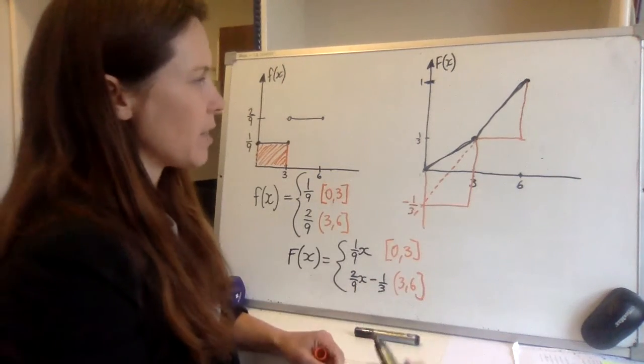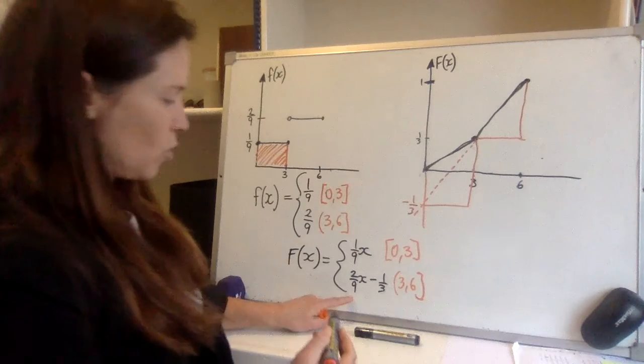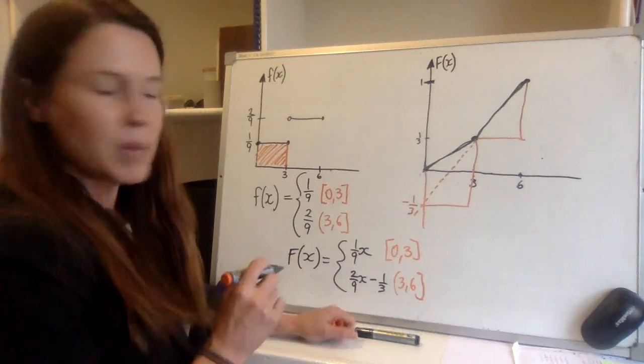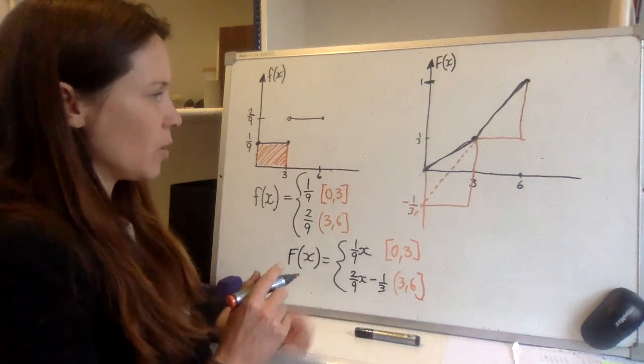So now I can say, I know the gradient of this line, it's 2/9 x, and the y-intercept is minus 1/3. And that would probably be the easiest way yet of coming up with this formula.